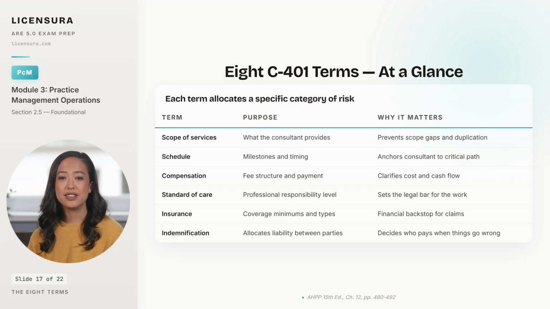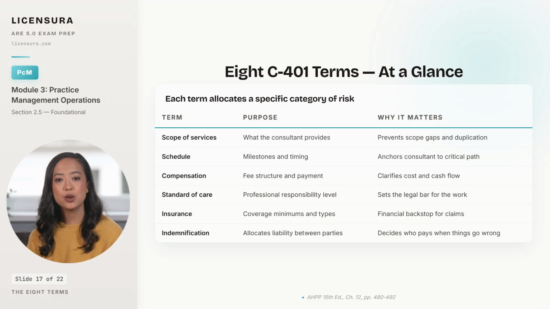Indemnification allocates the consequences in money. Who pays when a problem traceable to the consultant causes damage? Ownership settles who keeps the instruments of service after the project ends, which affects copyright, reuse, and derivative work. And termination defines the exit ramp on both sides, how either party can end the agreement, and what happens to the work and the payments when they do.